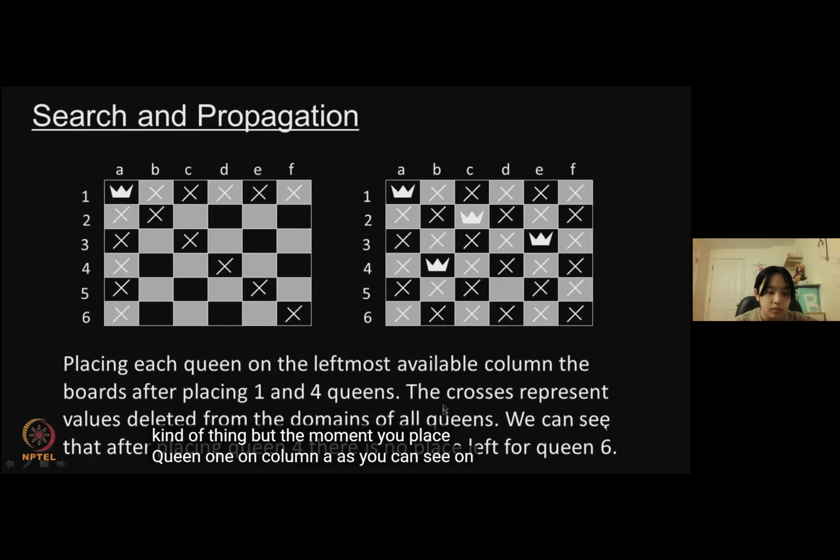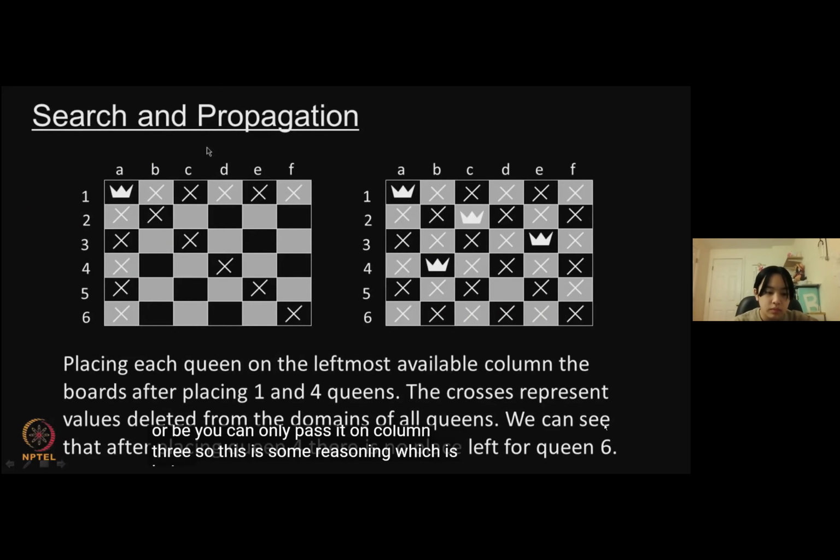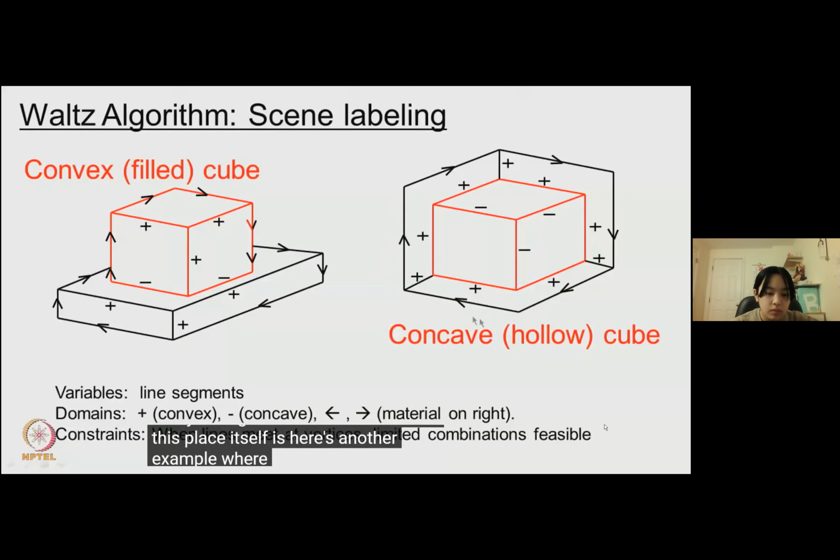But the moment you place queen 1 on column A, as you can see on the figure on the left-hand side, you know that you can't place queen 2 on column A or B. You can only place it on column C. So this is some reasoning which is being combined with search. And on the right-hand side figure, you can see that after you have placed 4 queens, there's no place left for queen number 6, so you might as well backtrack from this place itself.